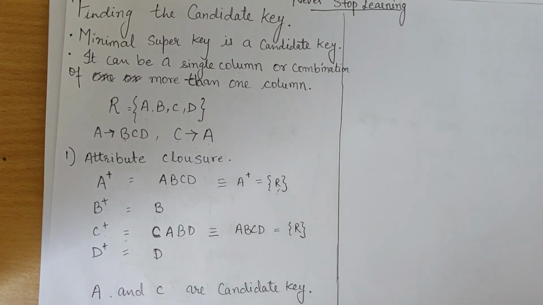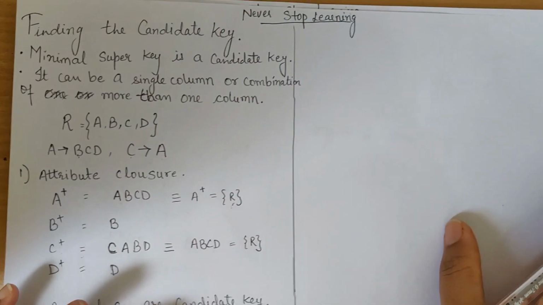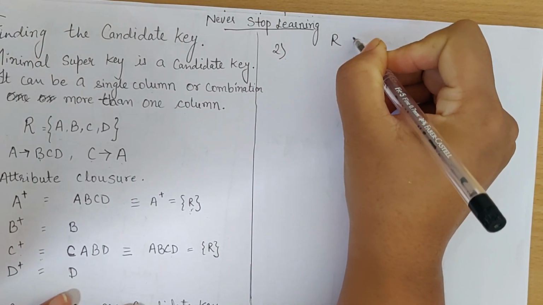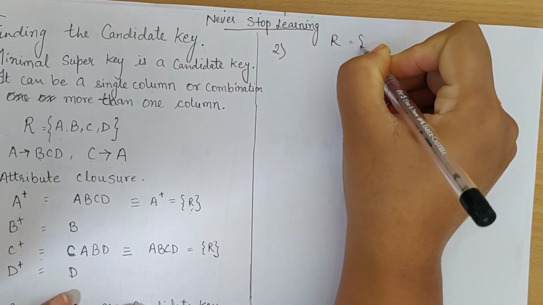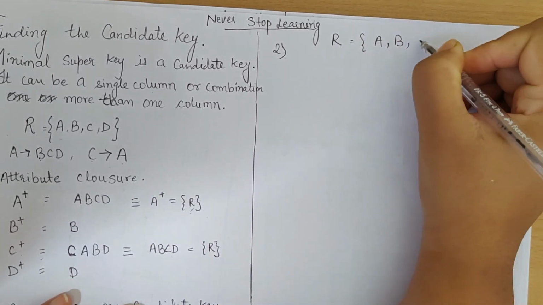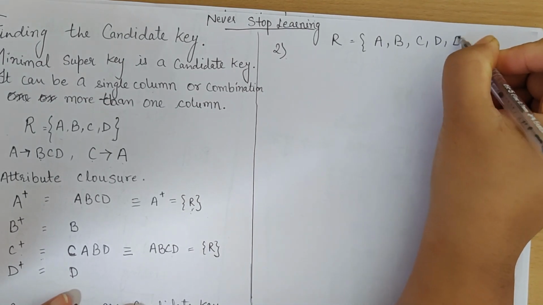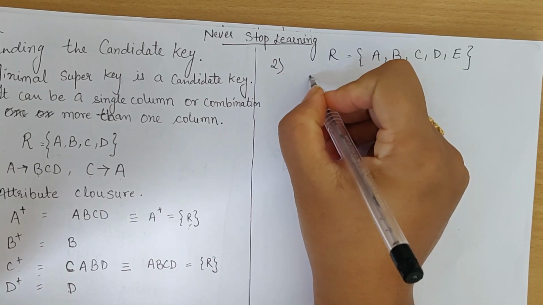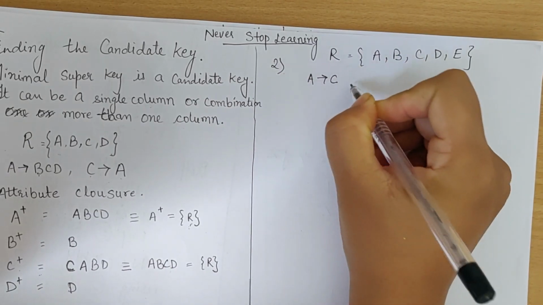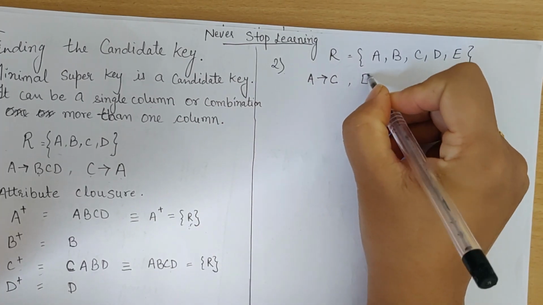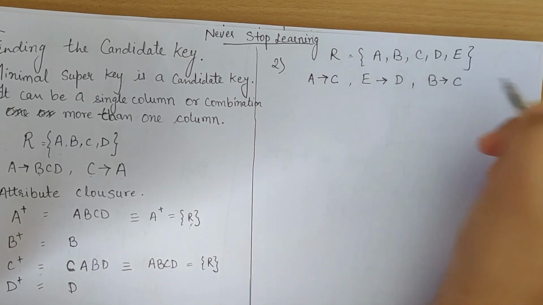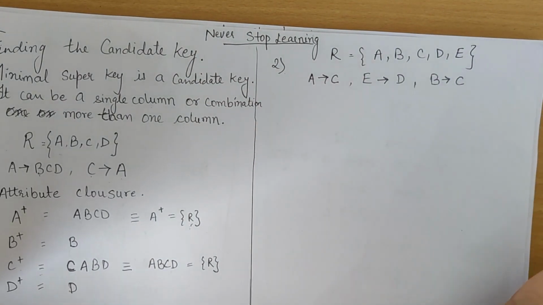So for this particular question, A and C are the candidate key. Let's solve one more example. Here I have a relation R consisting of 5 attributes: A, B, C, D and E. The functional dependencies for this question are: A determines C, E determines D, and B determines C.